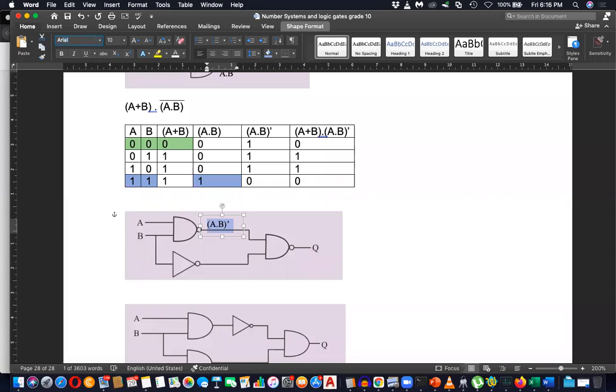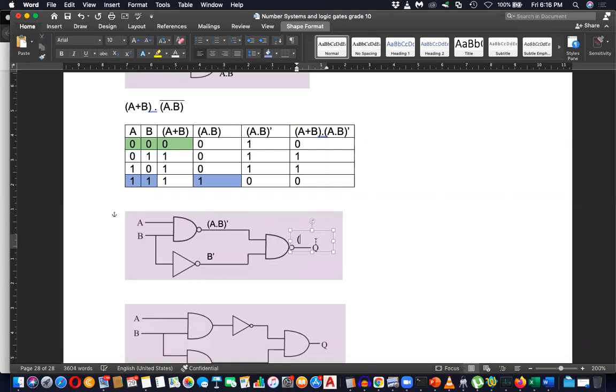Okay. So what is next in the bottom? This one? B not. It's only B, it's B not. A and B, everything not. The first, second one is B not. Then what is the final output? The Q. It is equal to B not.